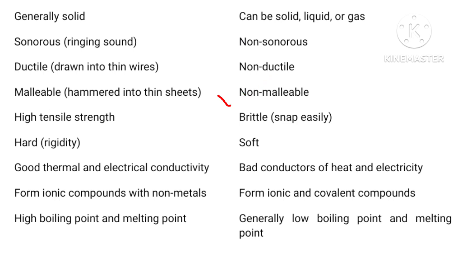Next, metals have got very high tensile strength, whereas non-metals, they snap easily, that is they can be easily broken, so they are brittle. Metals generally they are hard, whereas non-metals are soft. We have a few metals also which are soft, so we'll talk about it in exceptions. Generally metals are good thermal and electrical conductors, whereas non-metals are bad conductors of heat and electricity.